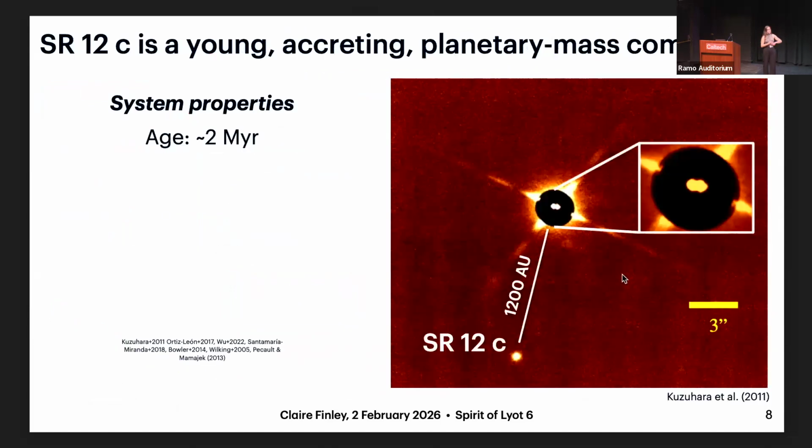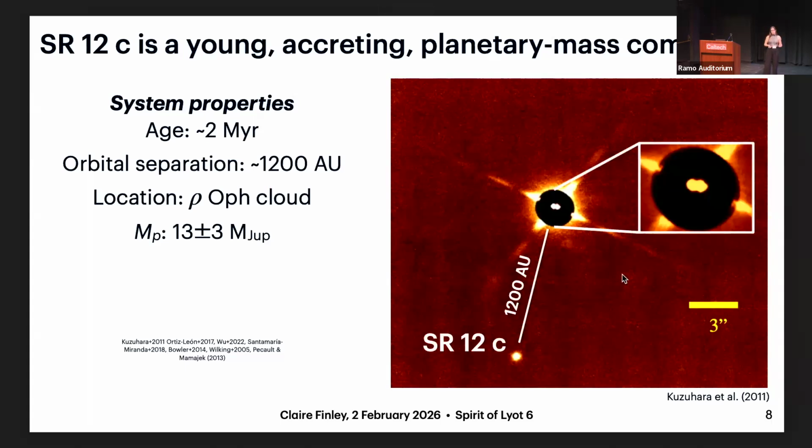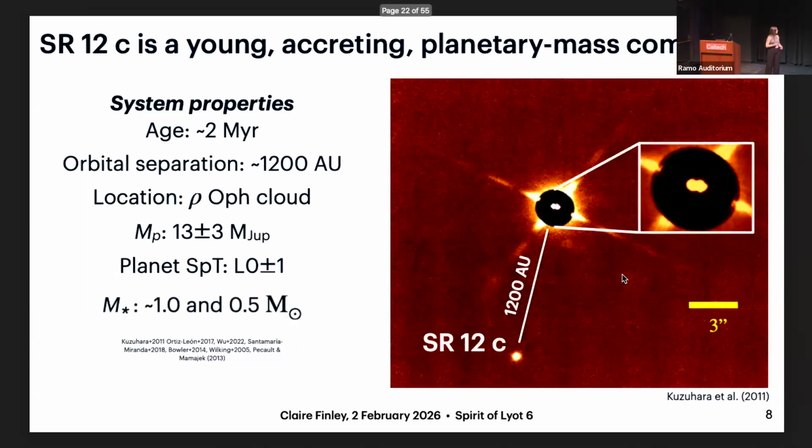This is SR 12 C. This is a young, about 2 million year old accreting planet located 1200 AU from its host binary in the Rho Ophiuchus star-forming region. It has a mass of about 13 Jupiter masses, near the deuterium burning limit, and a spectral type of L0, so we can think of this kind of as a long period Beta Pic b analog. And its host binary has component masses of about 1 and 0.5 solar masses, respectively.